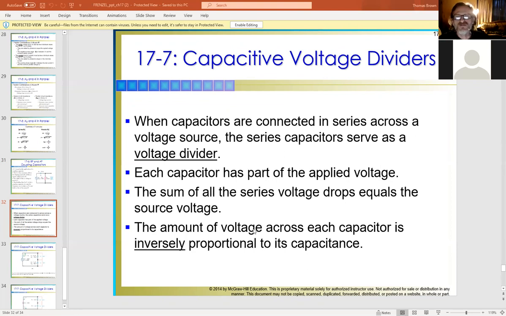And then the amount of voltage across each capacitor is inversely proportional to its capacitance. What does that mean? Well, that's the formula. If we look at the capacity to charge, and the formulas involved where we figure out how do you figure out reactance, well, capacitance is part of the formula and the way you have that set up. So it would be an inverse relationship. Remember that.